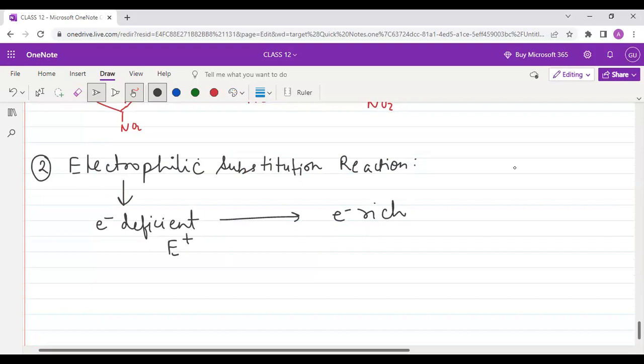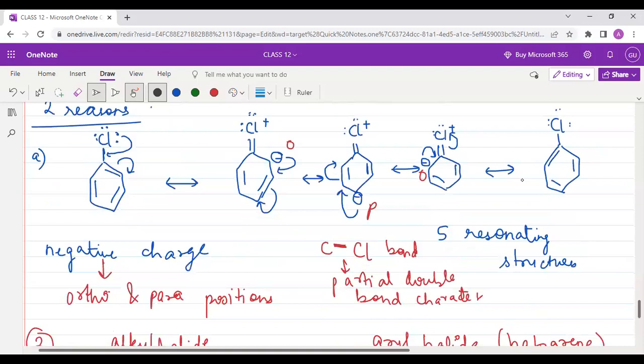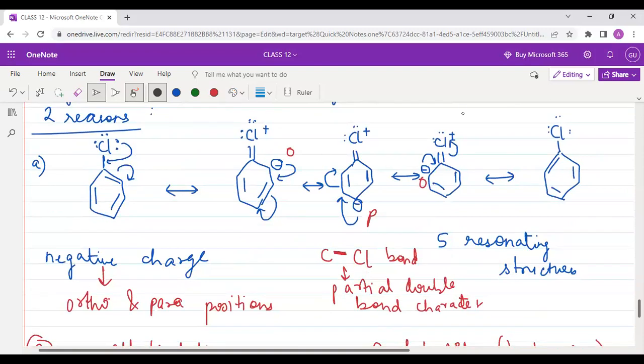So the benzene ring, you know that it is electron rich because it has pi bonds which are completely delocalized in the ring, right? Yes, ma'am. And just now we have drawn the resonating structures of chlorobenzene. You can see that because of resonance, the electron density was increasing at ortho and para positions, right? Yes. So the electrophile has a tendency to attack these positions because they are rich in electrons, right? Yes.